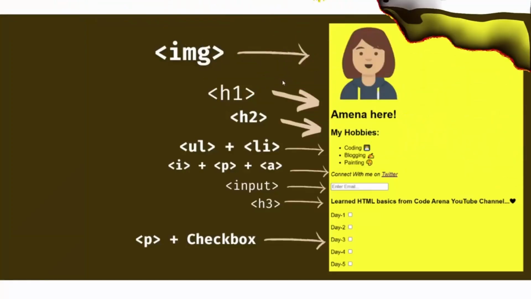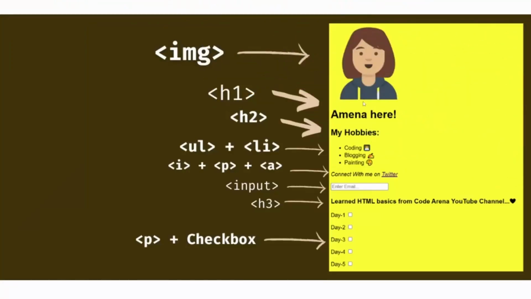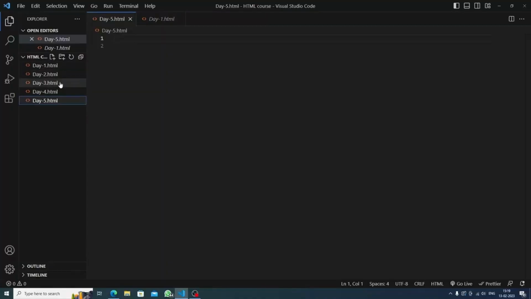This is day 5. Today we are going to make this personal page as I have shown you. Here are some hints that you can see, and we are going to make it together. So let's make it. These are day 1, day 2, day 3, day 4, and this is day 5.html. Firstly, I'll make a boilerplate in HTML.